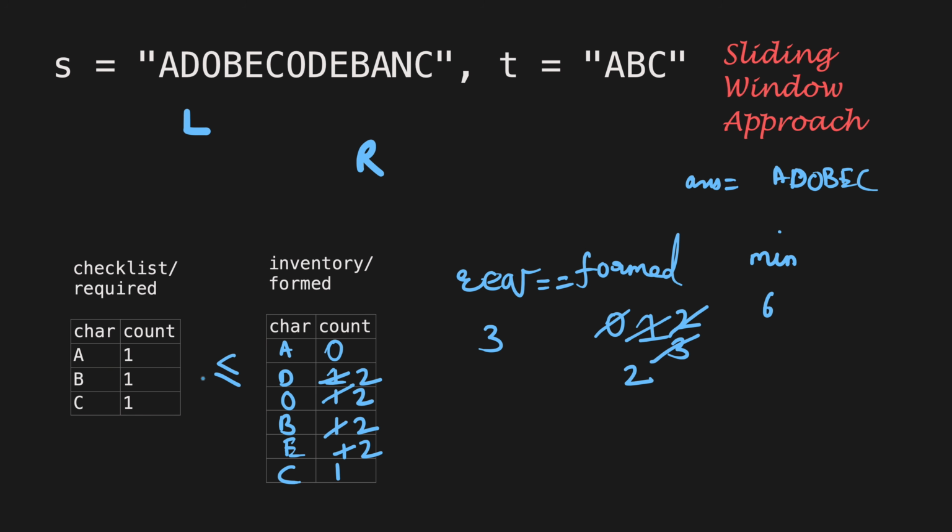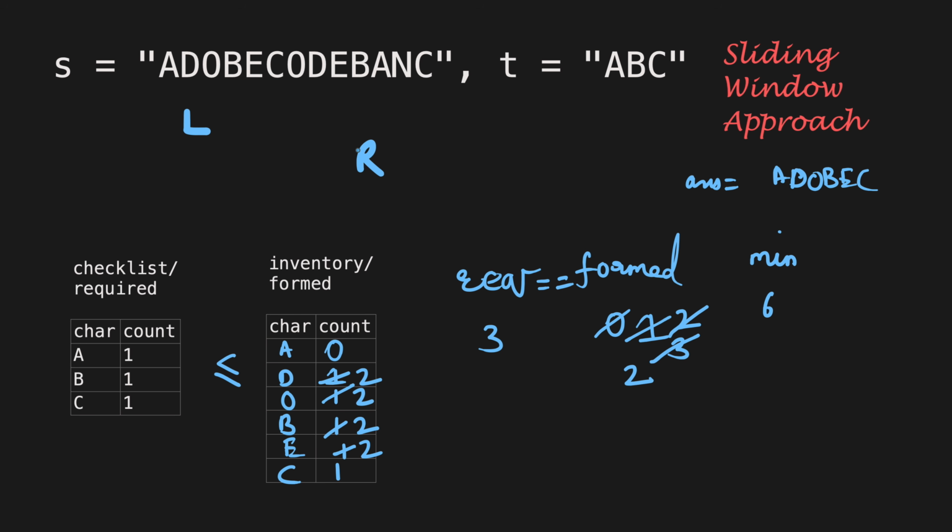And even though B is now part of the checklist, formed count does not increase. It stays at 2. This is because we only increment formed at the exact moment when the inventory count for a character becomes equal to the checklist count. And since we already had one B, we had already satisfied that requirement. And adding more B's at this point won't help.